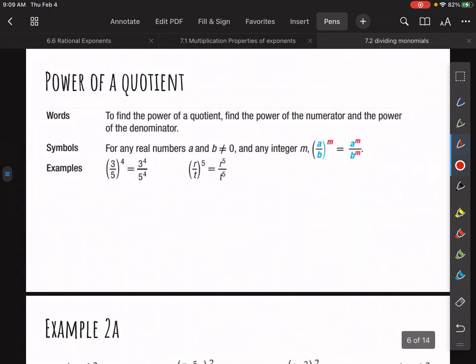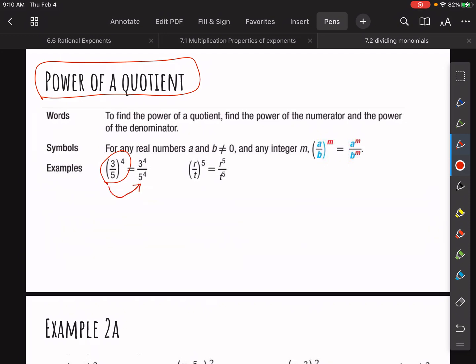Now, another rule that we need to talk about is the power of a quotient. If you take a fraction and you raise it to a power, what you end up doing is raising each piece to that power. Write that in whatever words you need to in your notes, but the example explains it best. If I have 3/5 to the 4th power, that's the same thing as 3 to the 4th power over 5 to the 4th power, right? Same thing with r and t. If I have r over t to the 5th power, it's r to the 5th power over t to the 5th power. So you just distribute that power to both the numerator and the denominator.